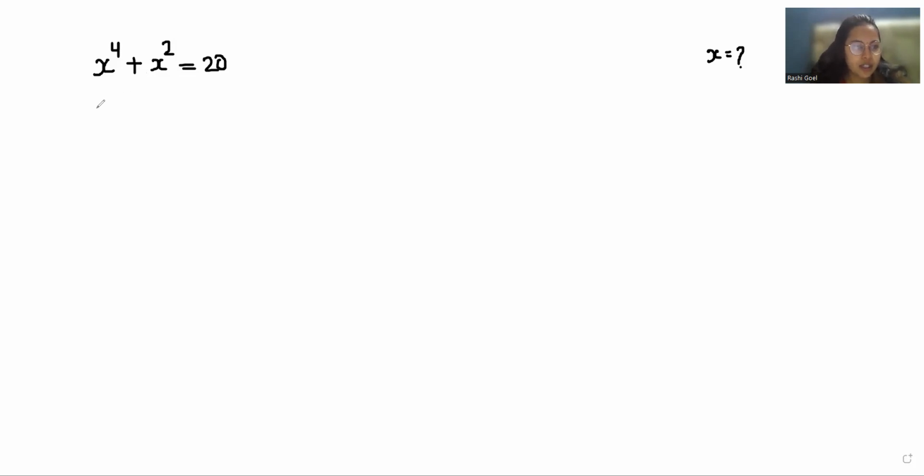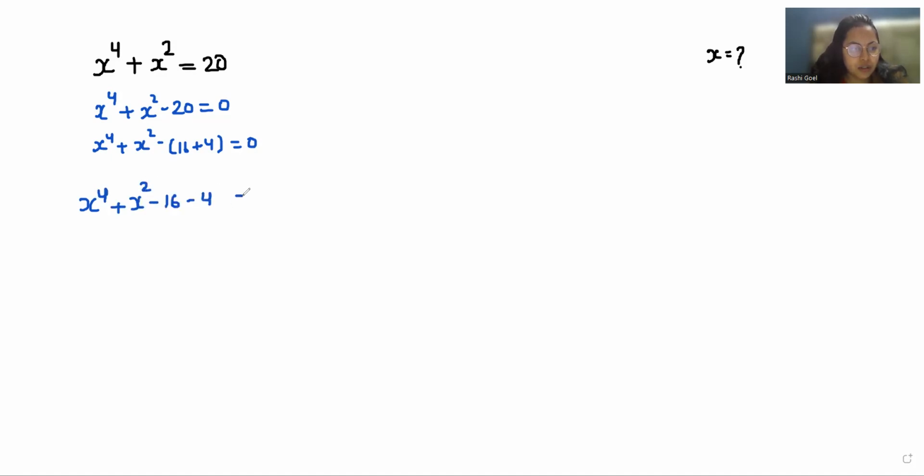So I can write this as x power 4 plus x square minus 20 is equals to 0, and this negative 20 as negative 16 plus 4 is equals to 0, and x power 4 plus x square minus 16 minus 4 is equals to 0. x power 4 minus 16 plus x square minus 4 is equals to 0.